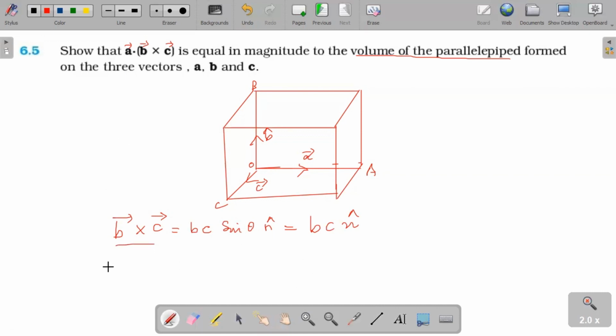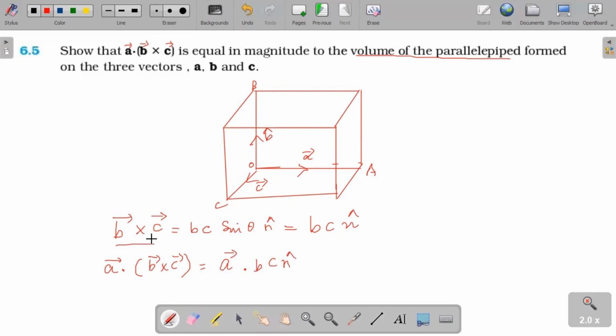Next step, A vector dot B vector cross C vector. A vector is nothing but A, so A vector dot B C n cap. Here I know the A vector is along the n cap.